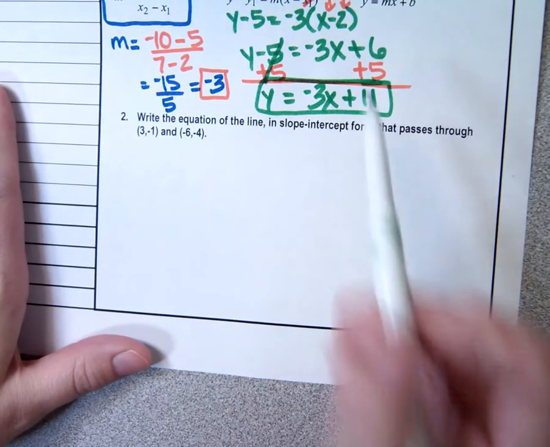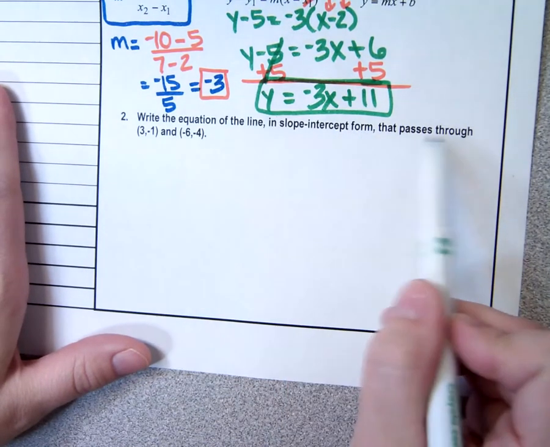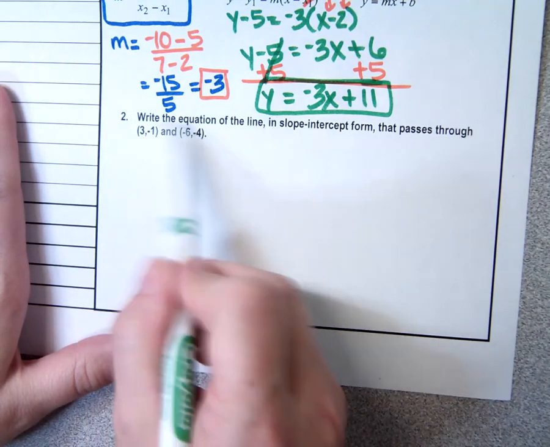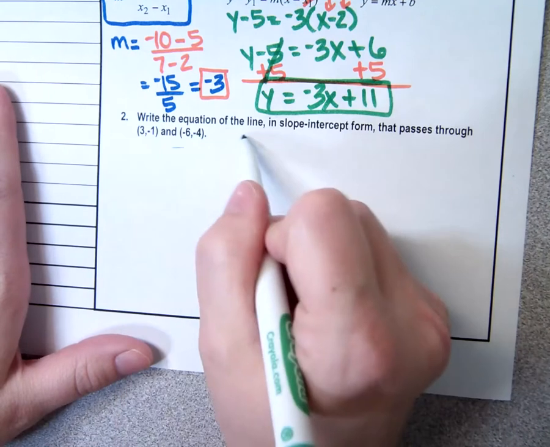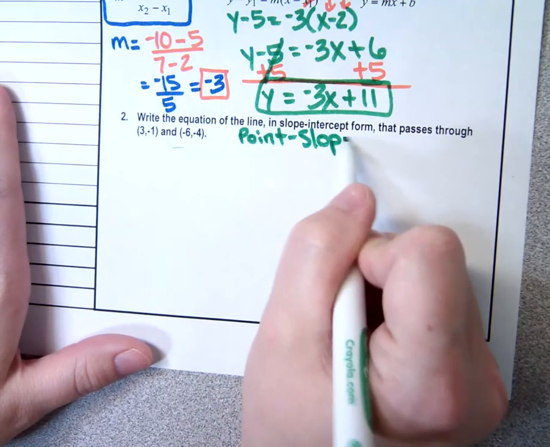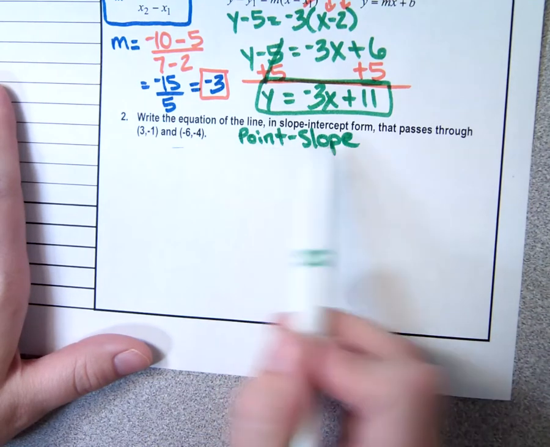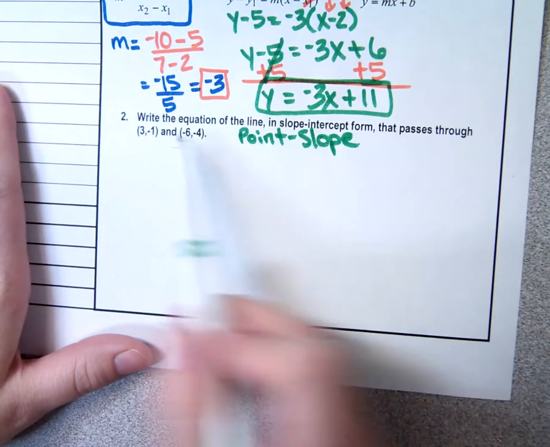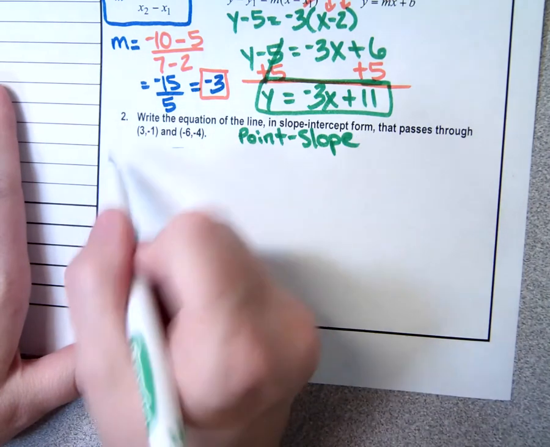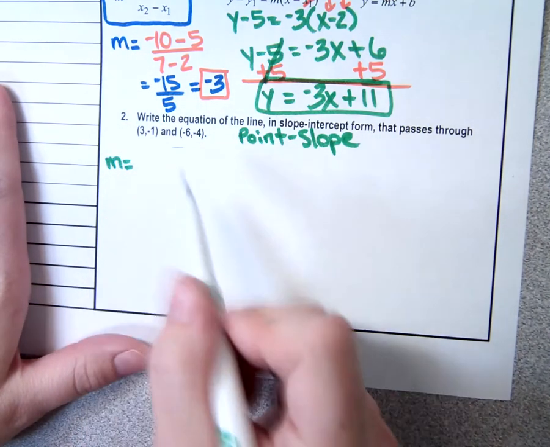Number 2 says write the equation of the line in slope-intercept form that passes through (3, -1) and (-6, 4). Okay, I know since I see points, I'm going to start off using point-slope form. So do I have everything I need? Do I have points? Yes. Do I have slope? No. So that's the first thing we have to figure out.